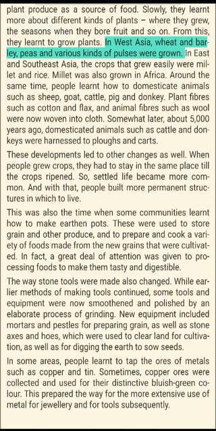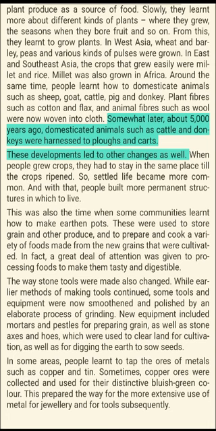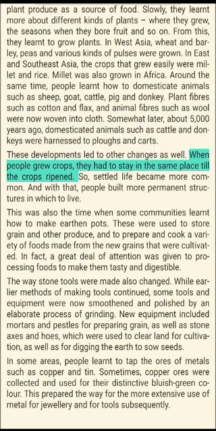In West Asia, wheat and barley, peas and various kinds of pulses were grown. In East and Southeast Asia, the crops that grew easily were millet and rice. Millet was also grown in Africa. Around the same time, people learned how to domesticate animals such as sheep, goat, cattle, pig and donkey. Plant fibers such as cotton and flax, and animal fibers such as wool were now woven into cloth. Somewhat later, about 5,000 years ago, domesticated animals such as cattle and donkeys were harnessed to plows and carts.